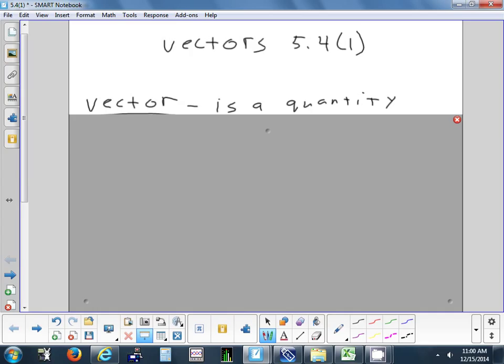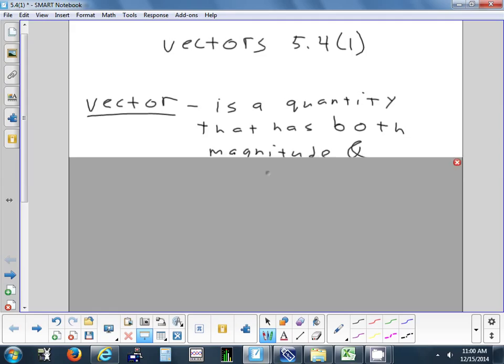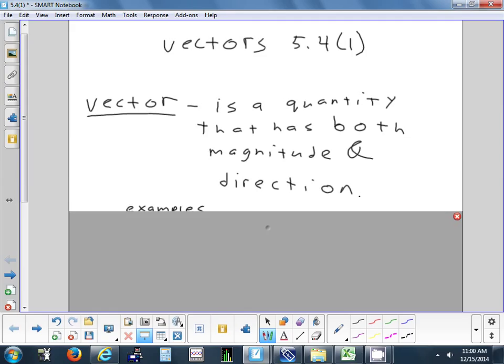Anybody know what you use a vector for? It can describe two things about an object. A lot of times we use it for an object in motion or a force. Direction. Yep, a vector is used to describe the direction of something, and what else? Magnitude. Yeah, exactly. It's magnitude and direction. Perfect.